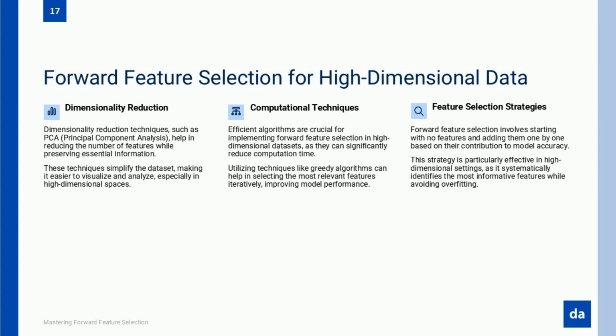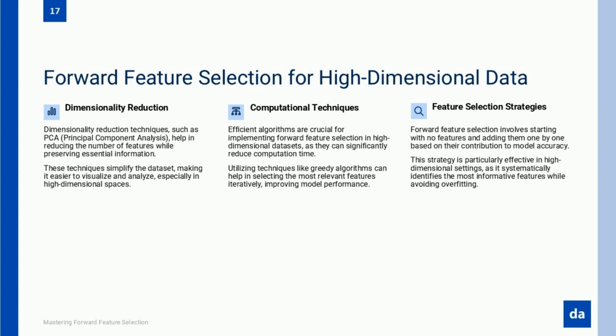Another option is dimensionality reduction. Instead of selecting individual features, we transform them into a smaller set of variables that still capture most of the information. Principal component analysis, PCA, is a popular method. It condenses many correlated features into a few uncorrelated ones, reducing the dataset's complexity while preserving its structure. Think of it as compressing a huge image file without losing important details.